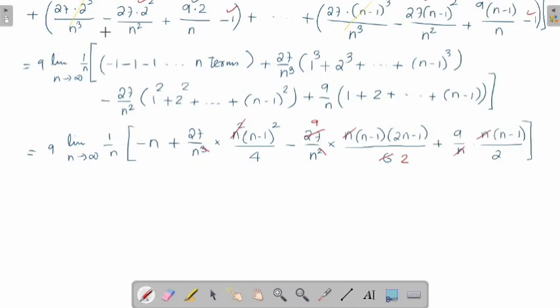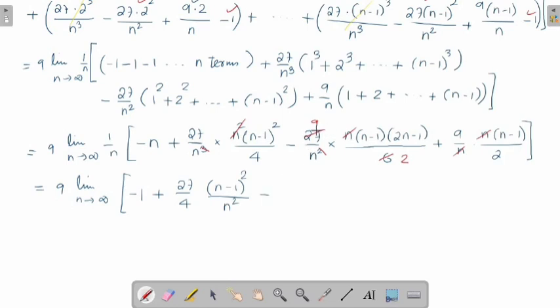Okay, now what we'll do is, in the next step we will bring this 1 by n within this sign. So you get 1 by n into minus n is n gets cancelled, so it will be minus 1, plus we have 27 by 4. See here carefully, only n is left. So can I write this as n minus 1 whole square by n square? Because we have n, so n into n is n square.